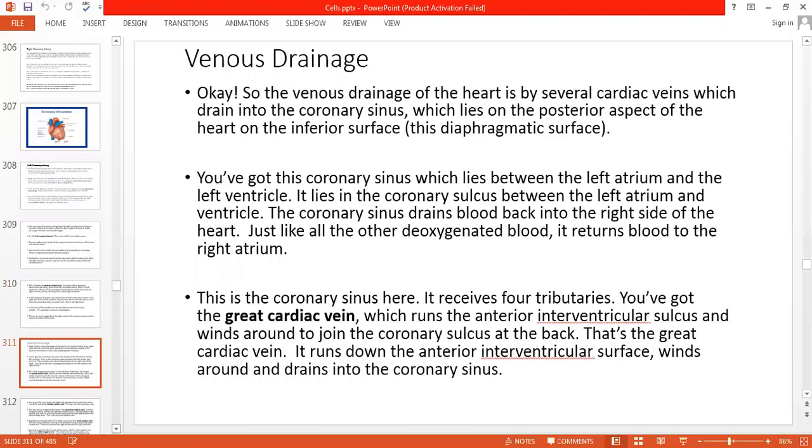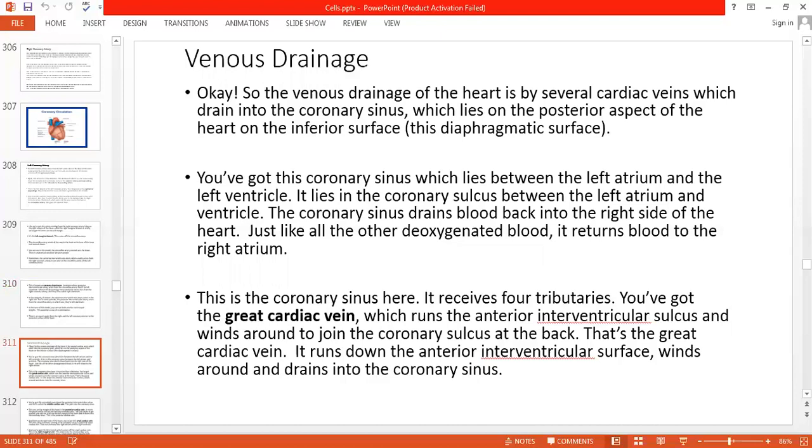The venous drainage of the heart is by several cardiac veins which drain into the coronary sinus, which lies on the posterior aspect of the heart on the inferior surface. The coronary sinus lies in the coronary sulcus between the left atrium and the left ventricle. It drains blood back to the right side of the heart, just like all the other deoxygenated blood. It returns blood to the right atrium. This is the coronary sinus here.